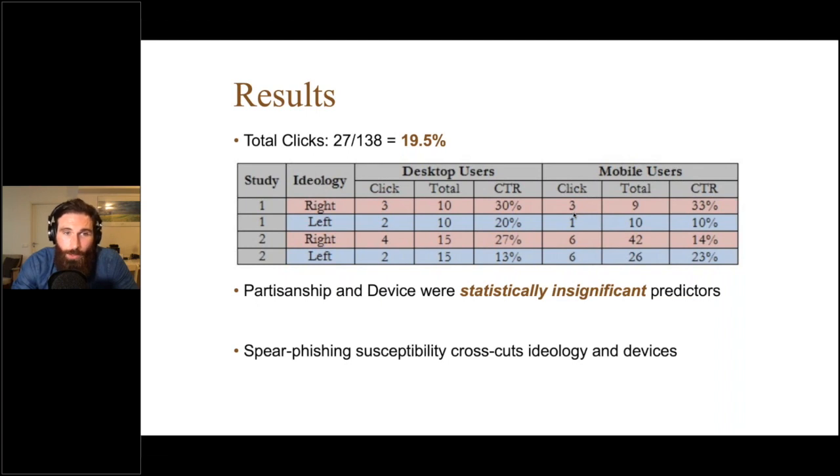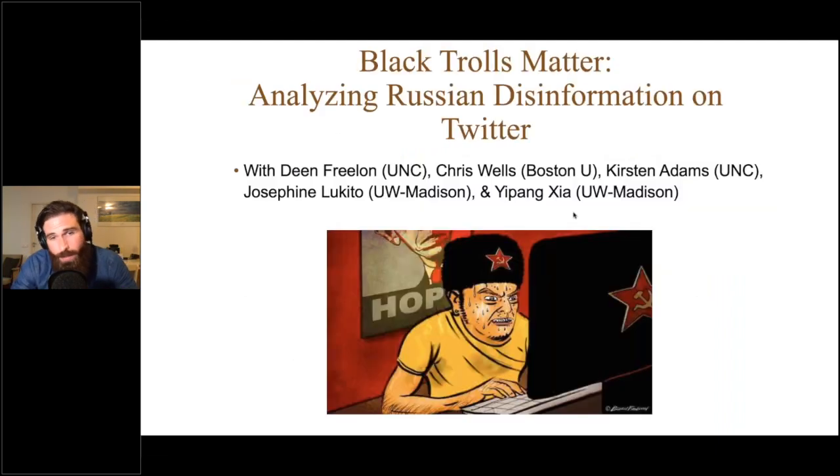And I ran some tests to see whether right or left wing people would click more, or whether mobile users or desktop users would click more. And it turns out that those were not significant predictors. So basically, it didn't matter what side of the political spectrum you were on or what device you were on. You had about a 1 in 5 chance of clicking this link. And so the argument there is that the chance that one will click on spear phishing cross-cuts ideology and devices, which is an interesting figure, that people are not really checking the source and they're indiscriminate about what they click online. So that's the end of that.